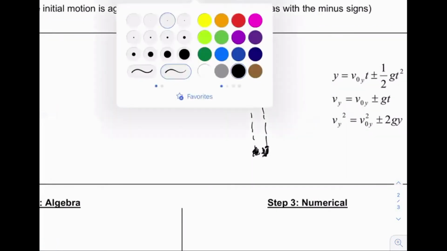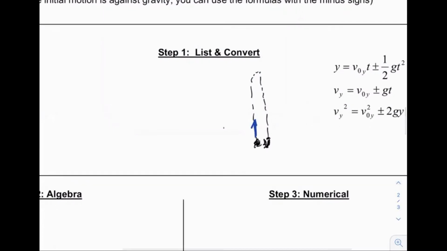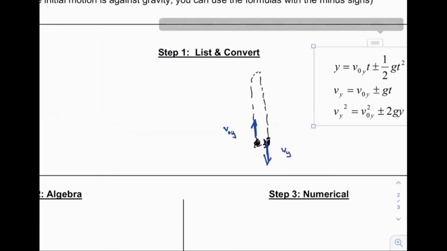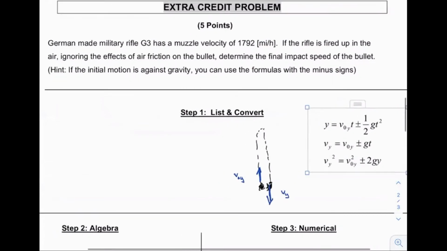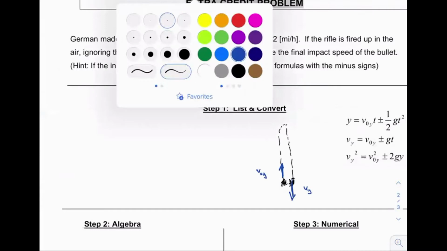Believe it or not, conceptually, you kind of know the answer, or at least you should know the answer. Whatever this initial speed is in the upward direction, believe it or not, it's going to be the same speed in the downward direction. So speeds will be the same. So conceptually, you know the answer at that point.